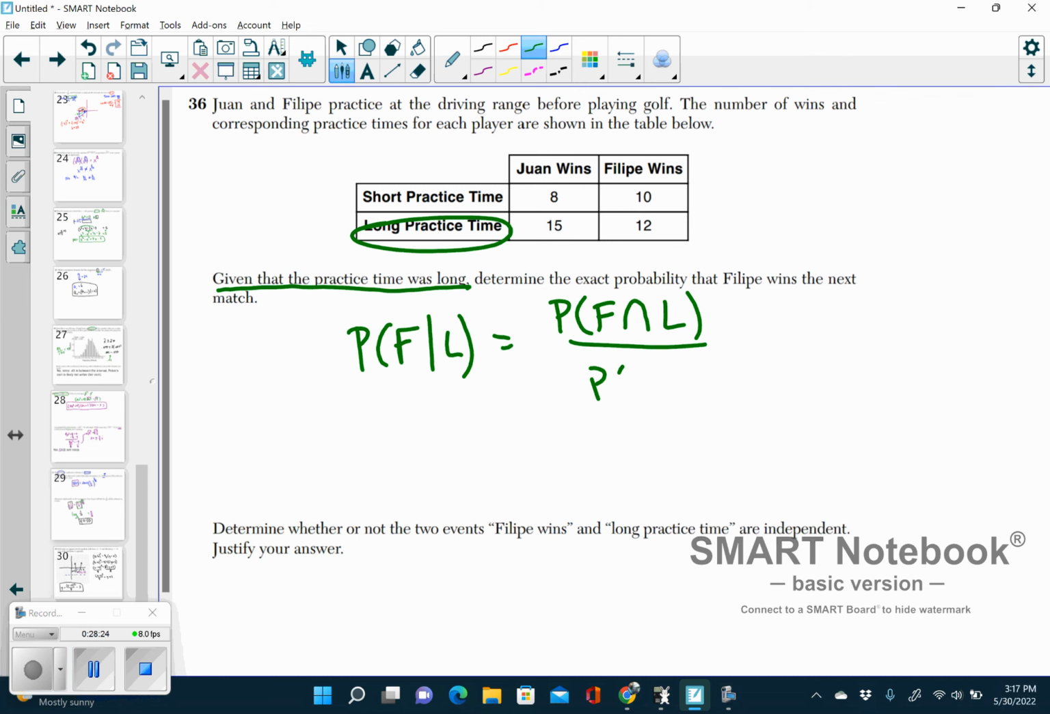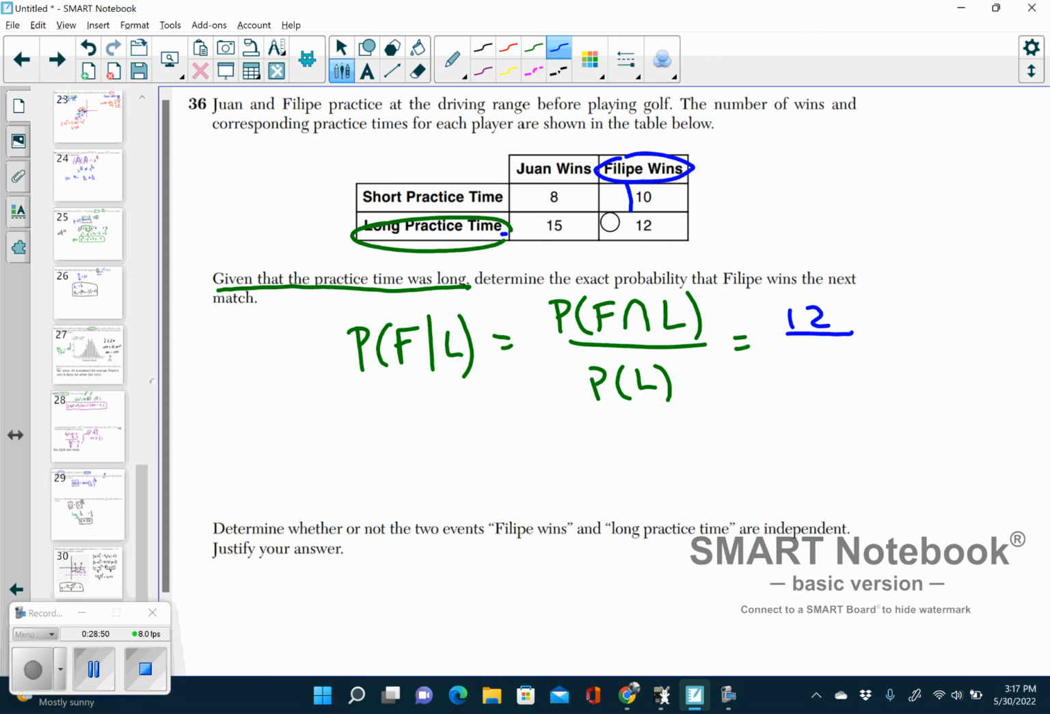So the probability of long practice time. To do that, all you do is look and see Felipe and long. Let me just show you how to do that. Felipe is here and long is right here. Where do they meet? Boom, they meet right here at 12. So 12 is going to go at the top, and it's going to be over the probability of long.